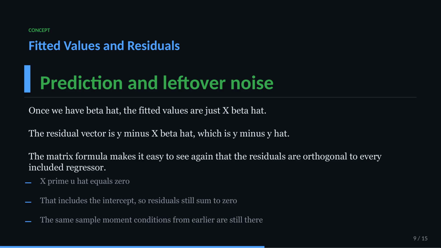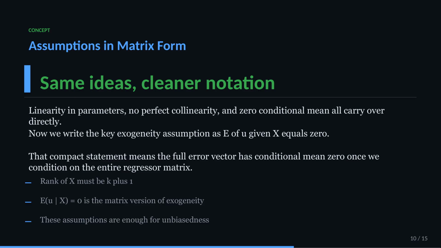The assumptions also become compact. We still need linearity in parameters. We still need no perfect collinearity, which in matrix language means X has full rank k plus 1. And we still need the exogeneity condition, now written as E of u given X equals 0. That notation is useful because it says the whole error vector has conditional mean 0 once we condition on the whole design matrix. In other words, none of the included regressors should have systematic leftover correlation with the unobserved part of the model.